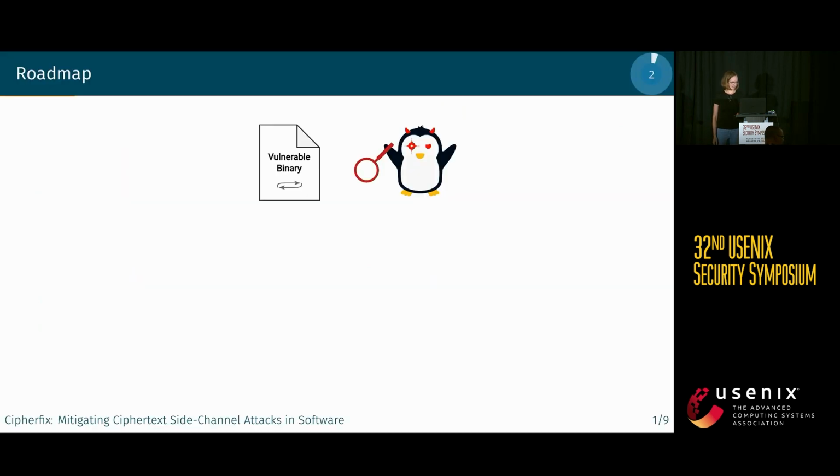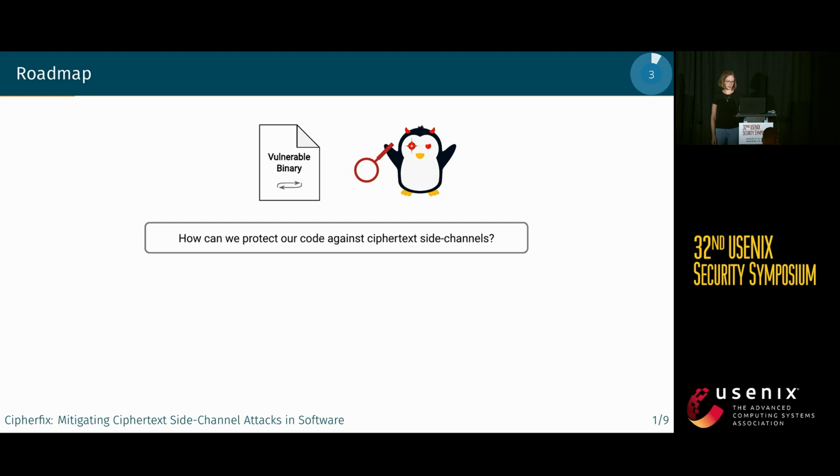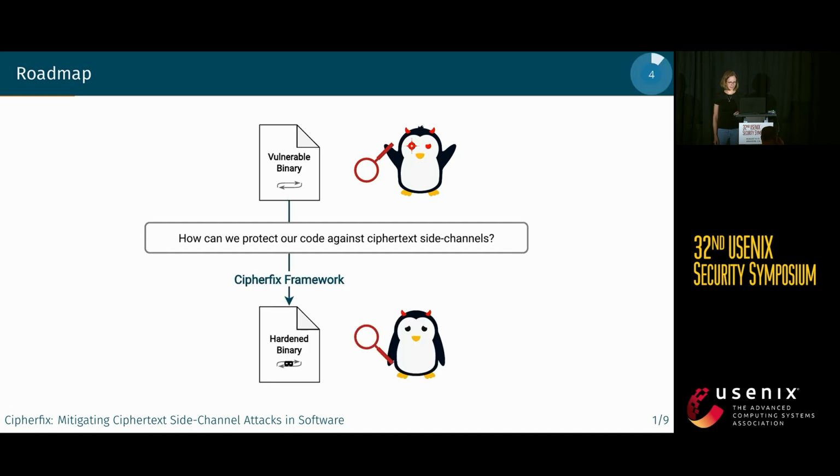And let's start. We start, in our case, in a cloud environment, and we have some vulnerable binary that we want to execute. And we have an attacker. The question for this talk is, how can we protect our code against ciphertext side channels? Our answer, which we'll see during the talk, is that we'll get a hardened binary out of that, and a sad attacker, with our Cipherfix framework.